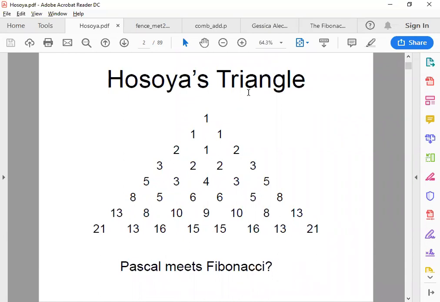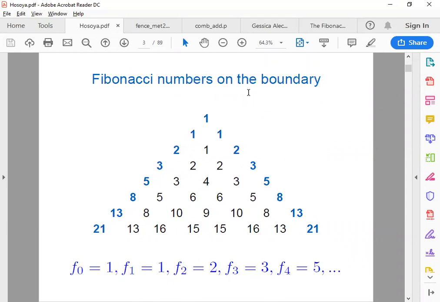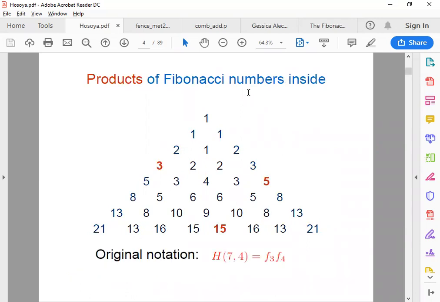It is as if Pascal's triangle had a child with Fibonacci, you might have created the Hosoya triangle. And here's how it goes. You have on your triangle Fibonacci numbers on the boundary, right? And inside the triangle, you have products. So if you look at this 3 and this 5, their product is this number 15. Okay, so you get that nice little parallelogram.